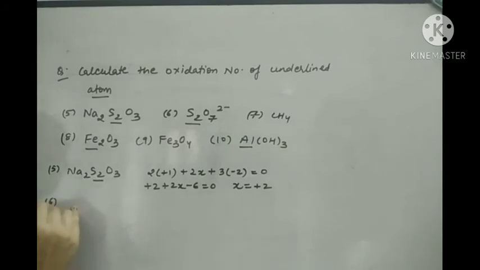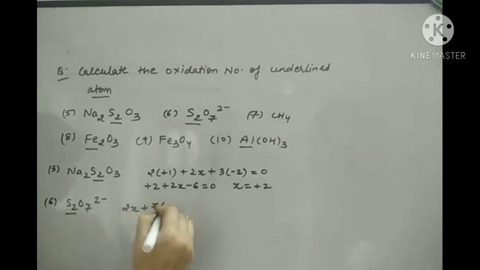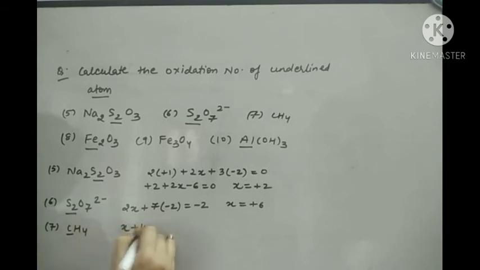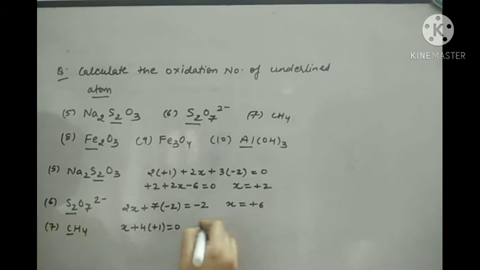The next is S2O7 2 minus. So 2x plus oxygen is 7, 7 into minus 2, equal to minus 2. So here x equals plus 6. Likewise, CH4: carbon is x, hydrogen has plus 1 charge. It is 0 because it is a neutral molecule, so x equals minus 4. Okay, now here we will find out Fe2O3.